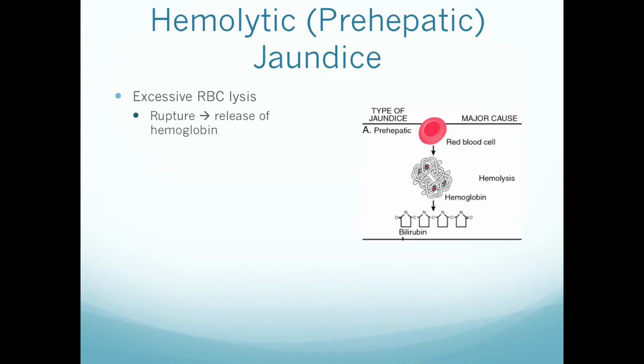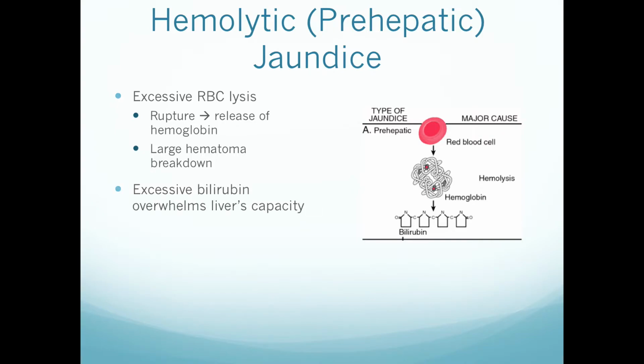With excessive breakdown, we know that red blood cells are broken down into component parts and we get the release of hemoglobin, which is then broken down into bilirubin. So when there's a large amount of hematomas being broken down, perhaps after an injury or excessive bruising, the excessive bilirubin in those cases can overwhelm the liver's capacity to clear bilirubin at a normal rate. So you see the serum levels of bilirubin start to rise.